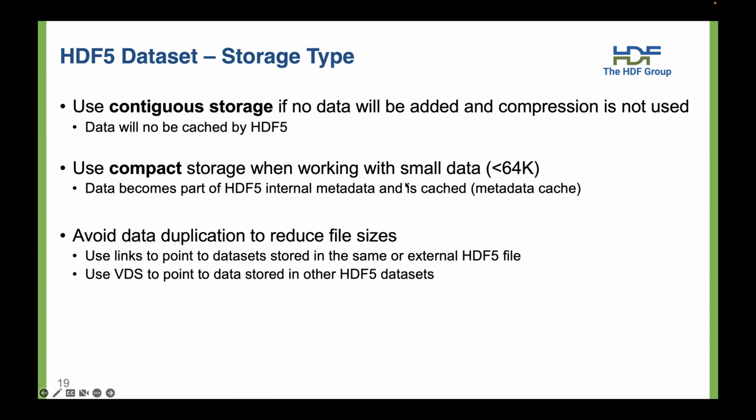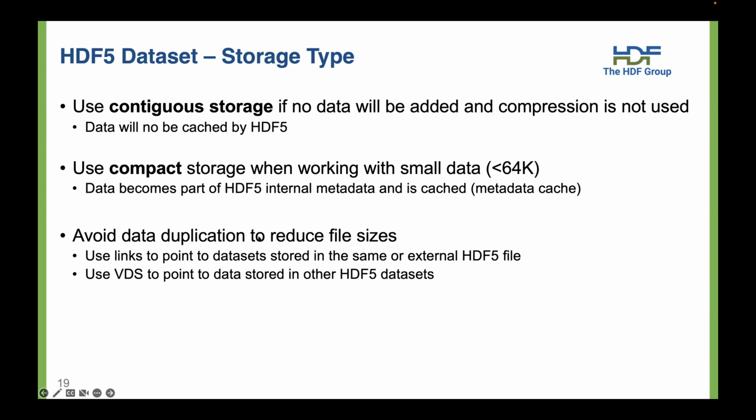If you use contiguous storage, it's going to go right to disk, and if you're writing a lot of them, then that could be problematic. If you use compact storage, they won't get written to disk until the internal metadata gets written to disk. So it's stored in cache. This can help you if you have a lot of small data sets. If you use compact storage, that should help your performance.